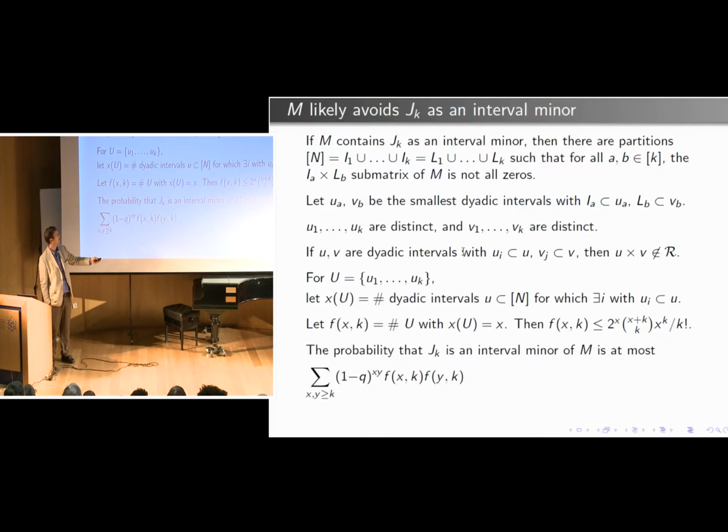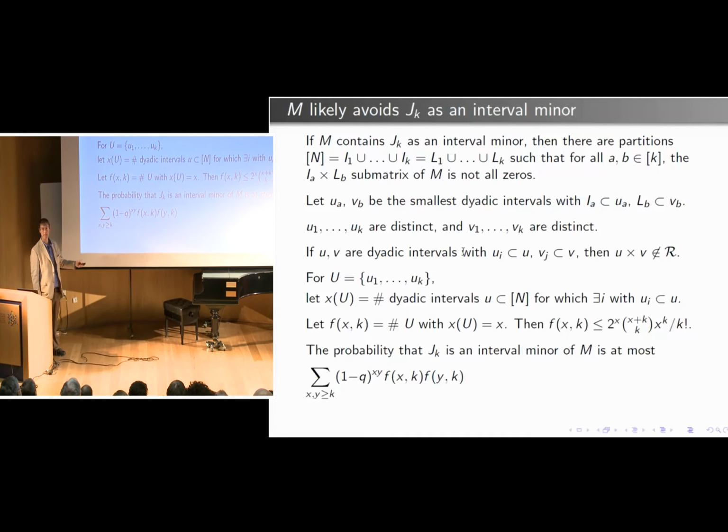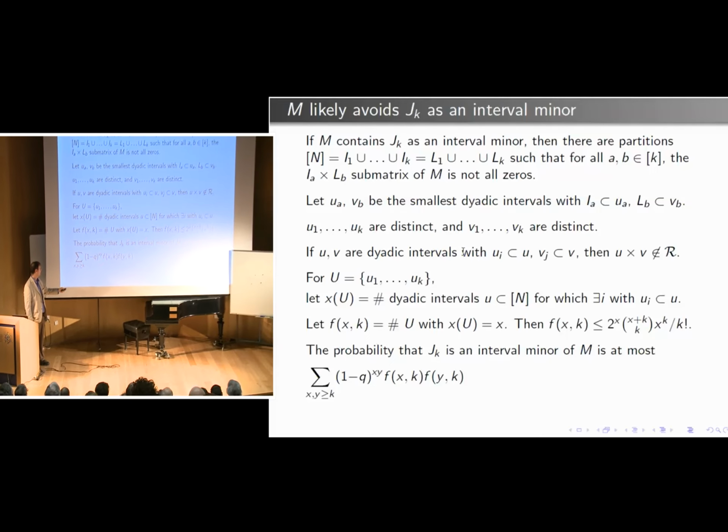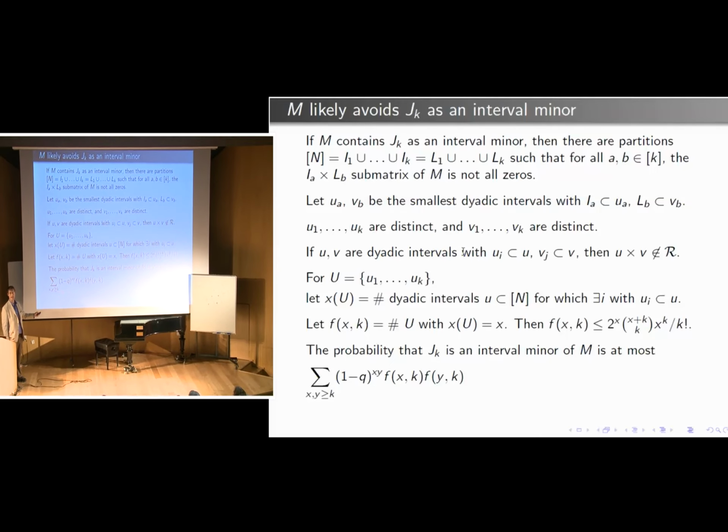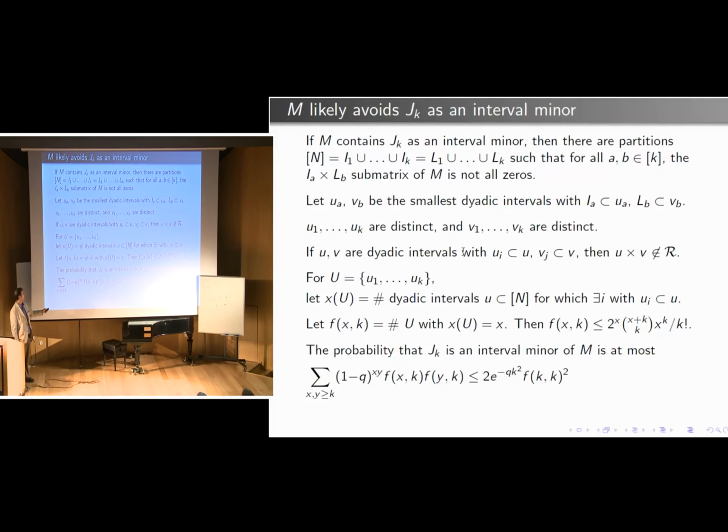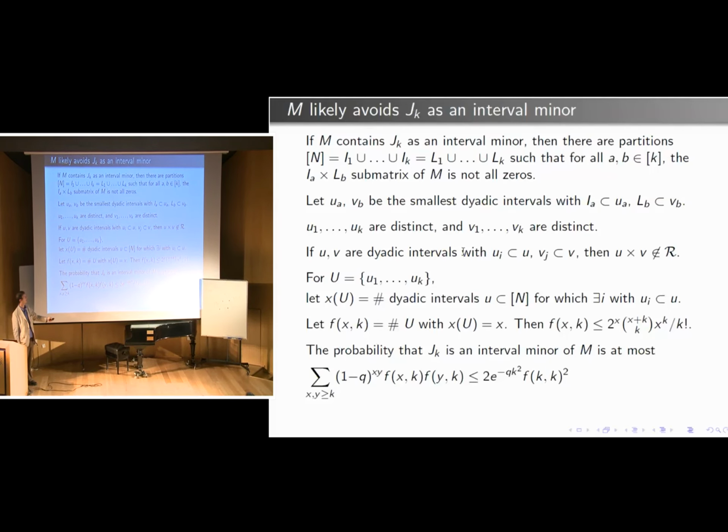Now we have some upper bound on fxk, and you can just substitute that in. And you have this sum over x and y being at least k. And you can see that it rapidly decays, at least exponentially. So the main term here is when x and y are equal to k, and then you can bound it from above by twice that. And 1 minus q is at most e to the minus q, so you can just bound it by that first term. And you substitute in, and you get that this is at most n to the minus 20. So it's very unlikely that jk is an interval minor of this matrix M.